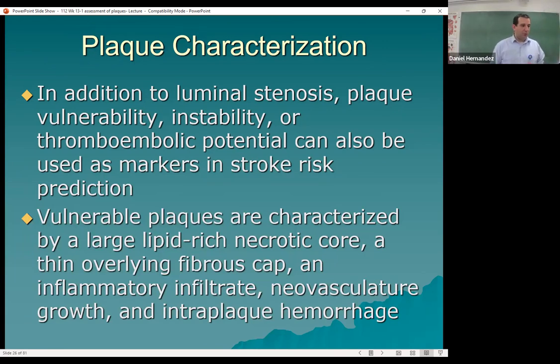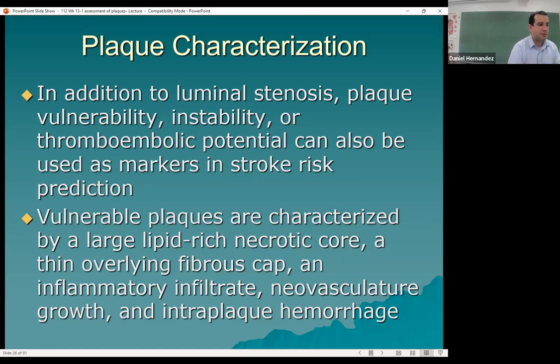Plaques that are considered vulnerable or at a high risk for potentially breaking apart and embolizing are characterized by having a large lipid-rich core that appears necrotic. When we see these plaques, they might have areas that appear anechoic or almost liquid, because those plaques are probably undergoing a process called intraplaque hemorrhage. So it's actually blood or bleeding inside that plaque. Some of those plaques might also have some vascularity to them.